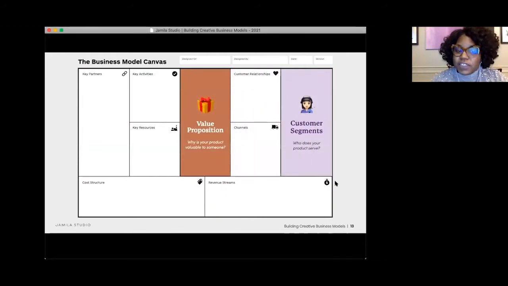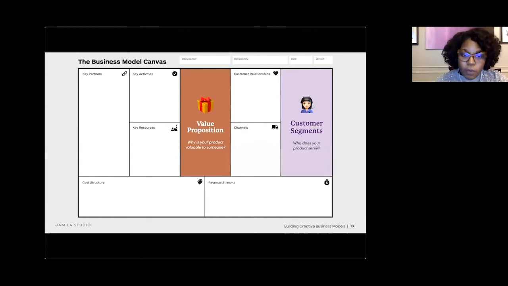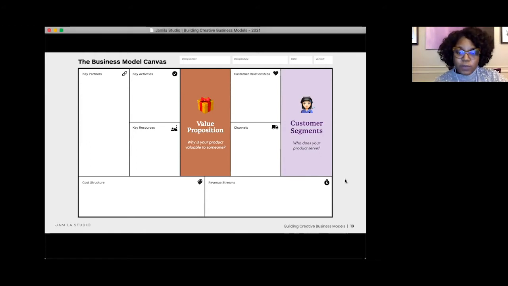So, value proposition, which is why your product is valuable to someone, and customer segments, which is who this product serves. Your product does not make money unless it's valuable to someone. So you need to figure out what value your product has and who it's valuable for. Beyond just saying, I have an amazing hair braiding business, that's just your product. Why is it valuable to someone, and who is it specifically valuable to?